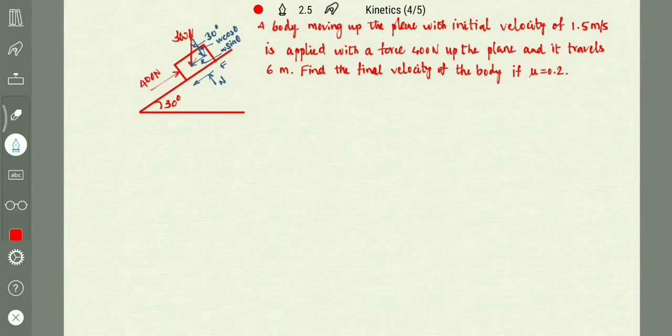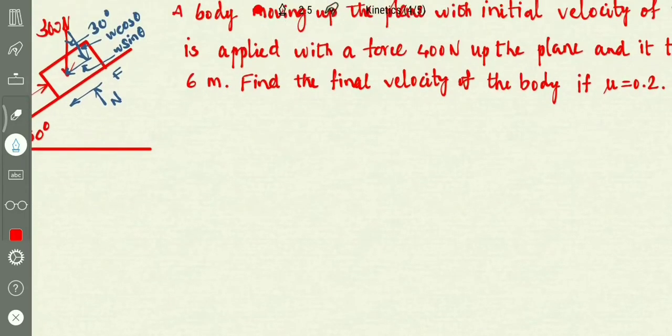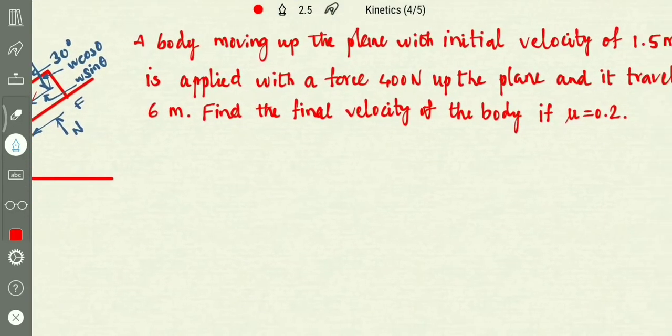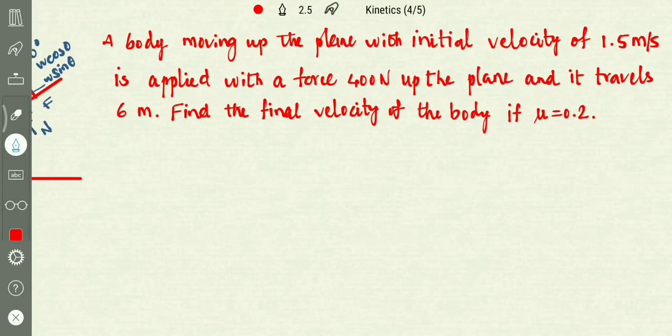Let us see a problem based on the work-energy principle. A body moving up the plane with initial velocity 1.5 meter per second is applied with a force of 400 newton up the plane and it travels 6 meters. Find the final velocity of the body if mu is equal to 0.2. First we need to identify by which principle we need to solve the problem. Here velocities are involved and displacement is also involved, so we need to apply the work-energy principle.